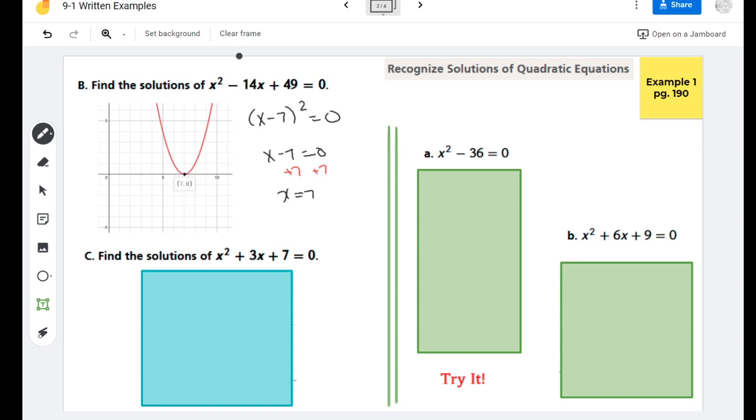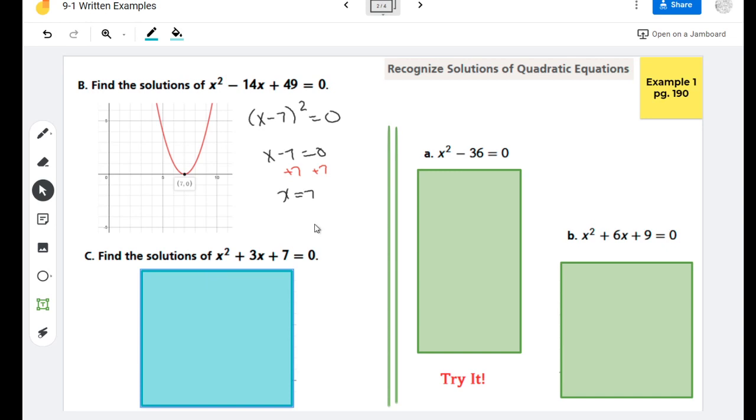Now notice on this that there's exactly one solution, because the parabola comes down and just kisses that x-axis and then turns away. The reason why that's happening is because this is a perfect square trinomial, because we were able to collapse it into a single expression raised to the second power.